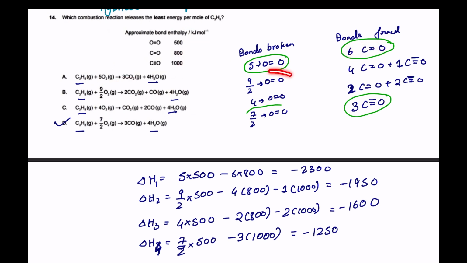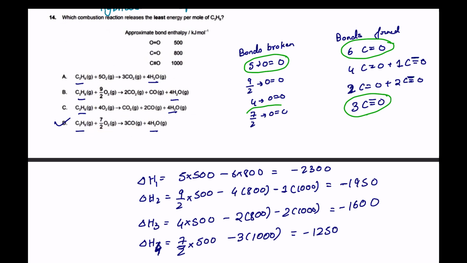Now in the second one, 9/2 O=O bonds are broken. 4 C=O bonds are formed and 1 C≡O bond is formed because carbon monoxide is like this. And one of them is a coordinate bond. I drew the direction wrongly. Yeah. Same for option C. 4 O=O bonds were broken. 2 C=O bonds formed and 2 C≡O bonds are formed. Option D again, 7/2 O=O bonds broken. 3 C≡O bonds formed.